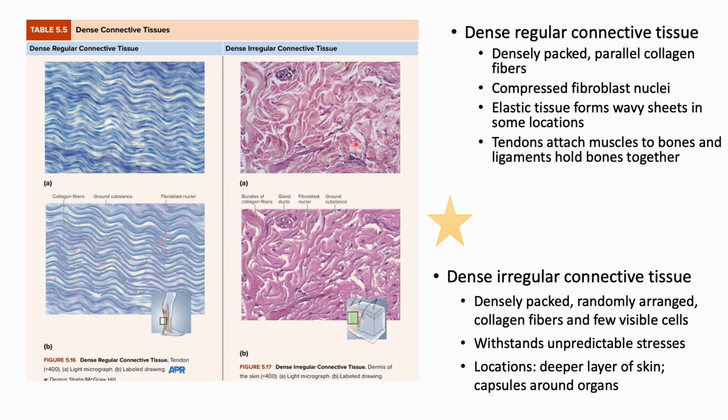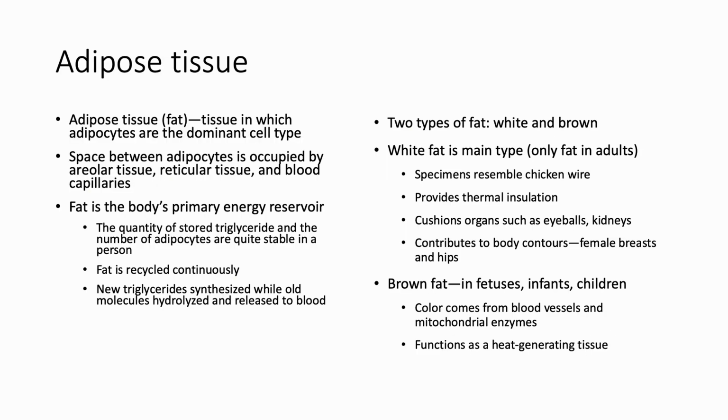Then we have dense irregular connective tissue: densely packed, randomly arranged collagen fibers with very few visible cells. They're there to help withstand unpredictable stresses. Where do we find them? Deeper layers of the skin and the capsules around our organs.